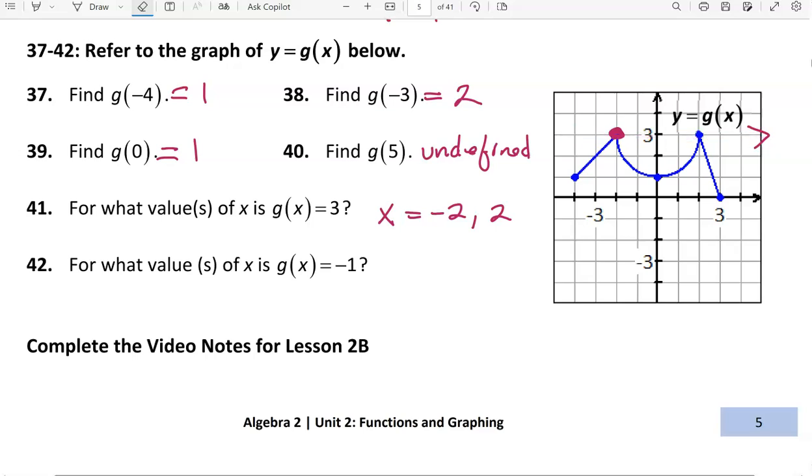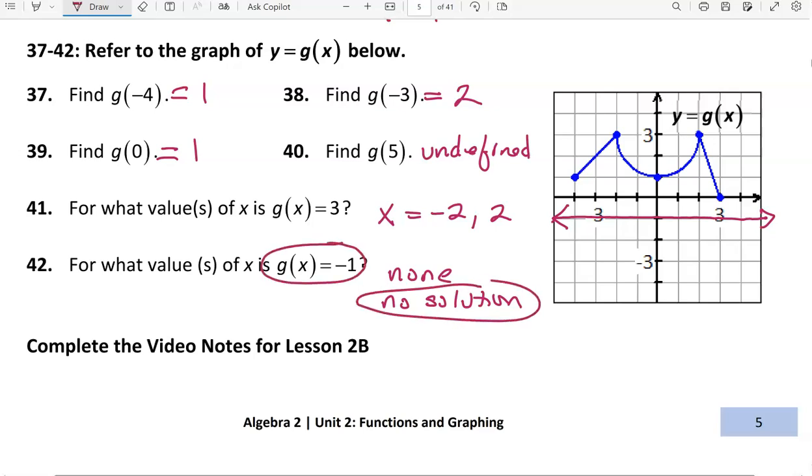Next, in 42, we'll find the values of x for which g of x is equal to negative 1. There is a line that gives us all the points that have the same y value, negative 1, and that does not intersect with the graph at all, so we can either say none or we can say no solution. No solution is sometimes what we say when we're trying to solve an equation, and our equation here that we're trying to solve is g of x equals negative 1. In other words, find the value of x that makes that a true statement, value or values. And that's it.